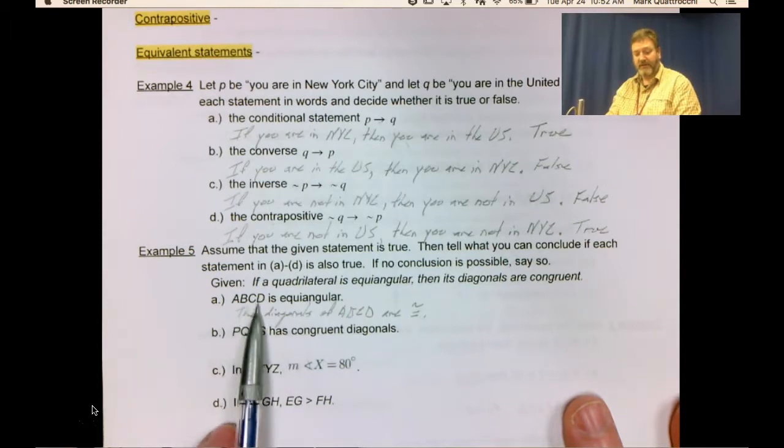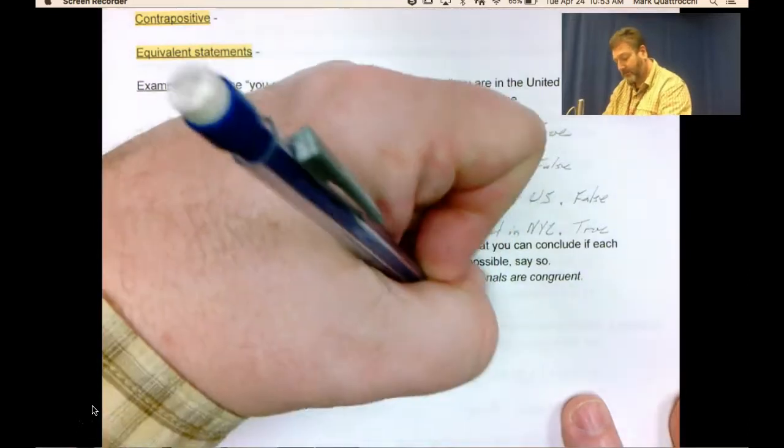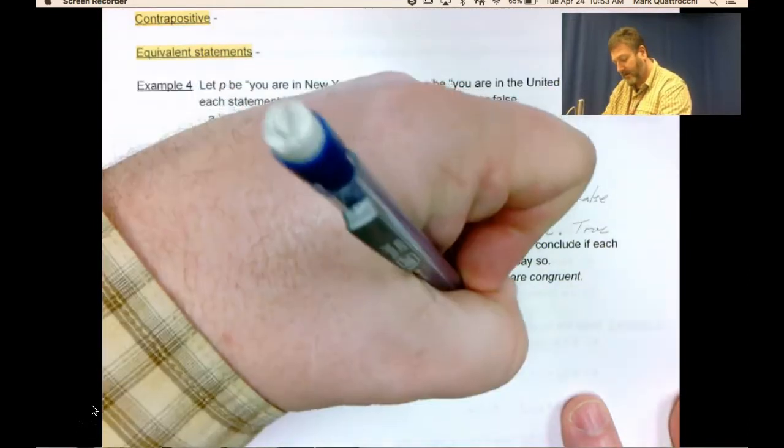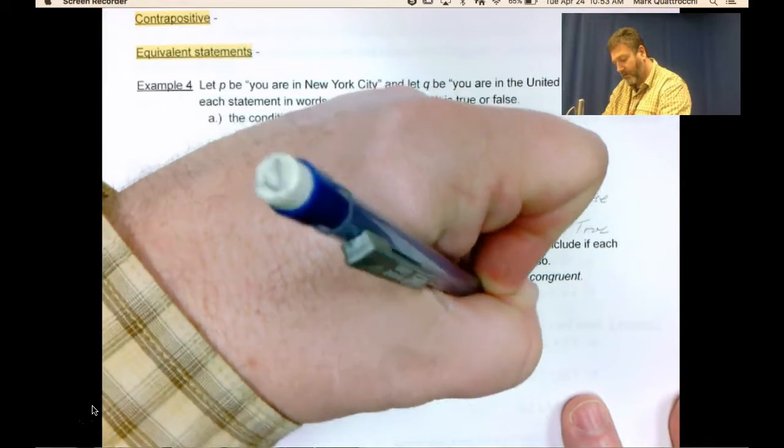AB is a side, BC is a side, CD is a side, and AD is a side. AC and BD have to be the diagonals. AC has to be congruent to BD.